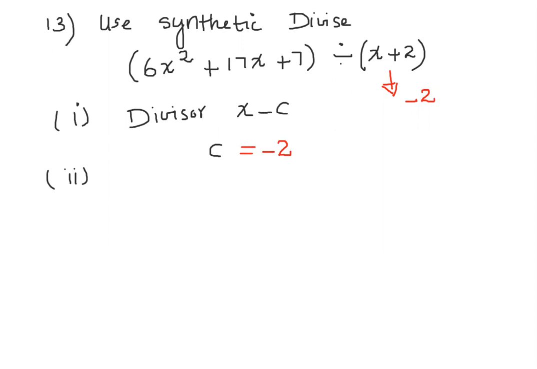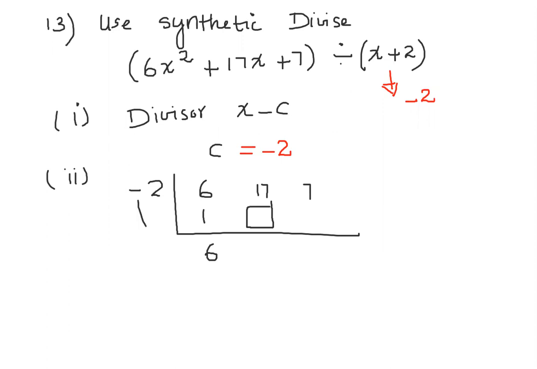Then part 2 is, this is the question given. 6, 17, 7, and we have to write the answer here. What is going here? You have to multiply 6 and negative 2, which is negative 12. That is the answer. And you have to write the final answer here, which is going to be 17 minus 12 is 5.